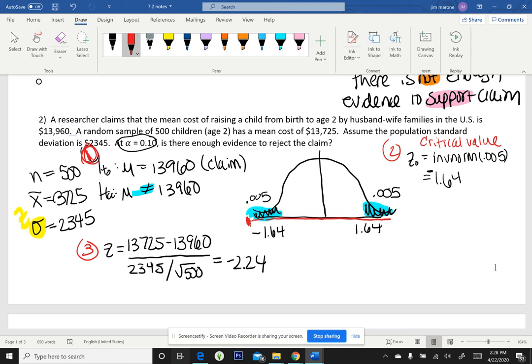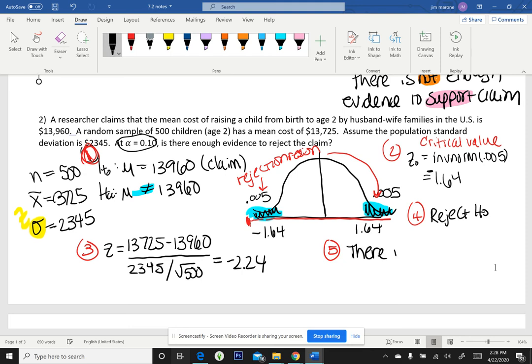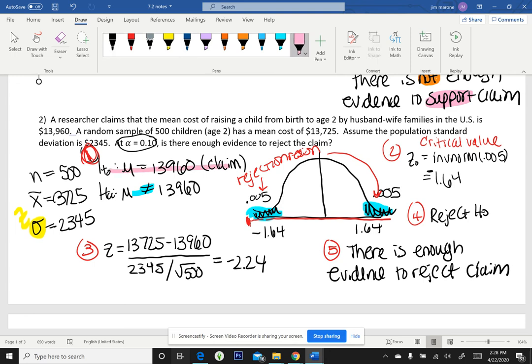So since it's in the shaded region, our fourth step, the decision, is to reject the null hypothesis, because this part in here is the rejection region. So any of the shaded parts are the rejection regions. The fifth step is to make our conclusion. So there is enough evidence to reject the claim.